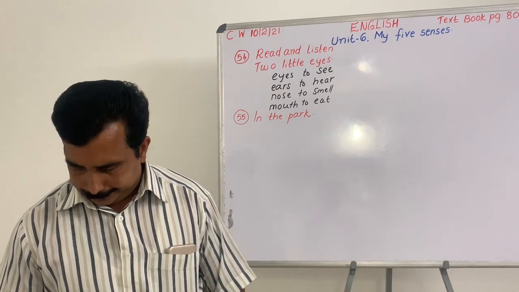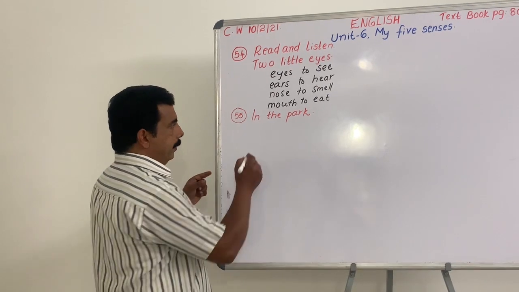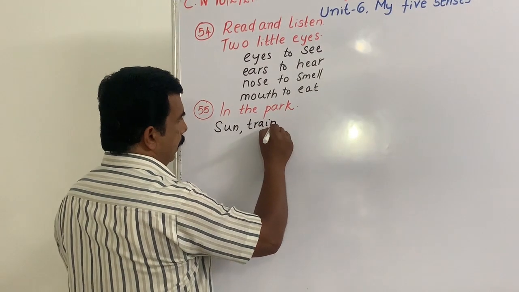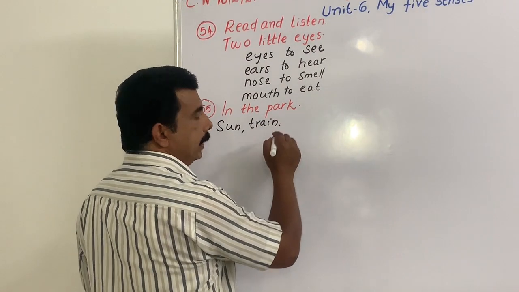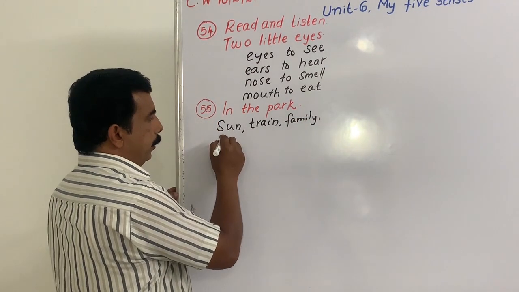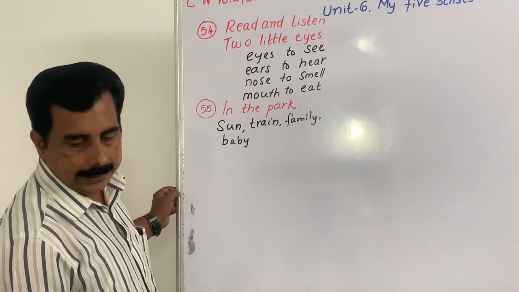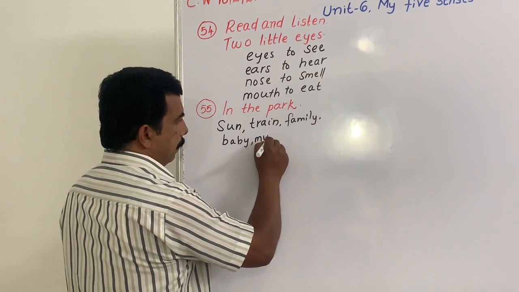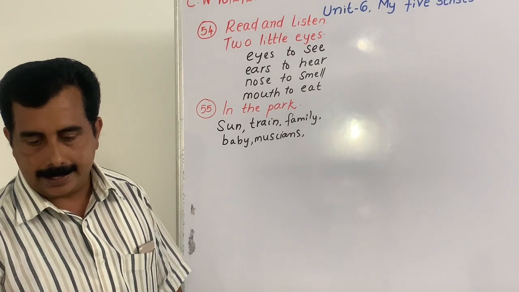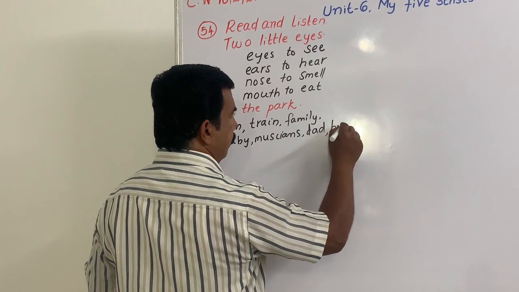Okay, now, here, I want to write, in the park, whom do you meet? You met many things there, no? You met the sun. You heard the sound of a train. Okay, you found a family. They were eating together. And you found a baby. Okay, only those things? No, there are many musicians. Okay, musicians. Then what else? Yeah, dad. You found dad and boy.